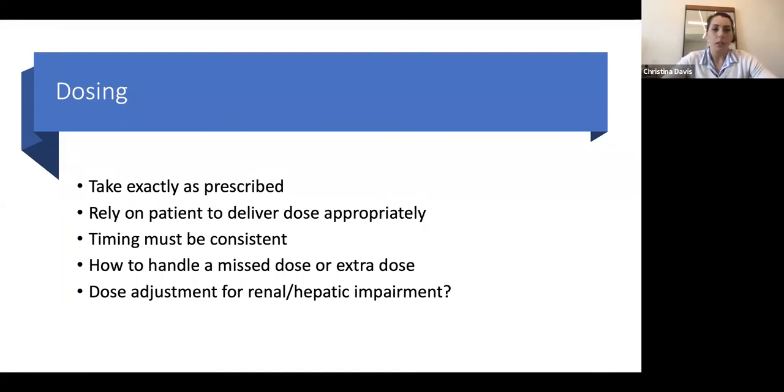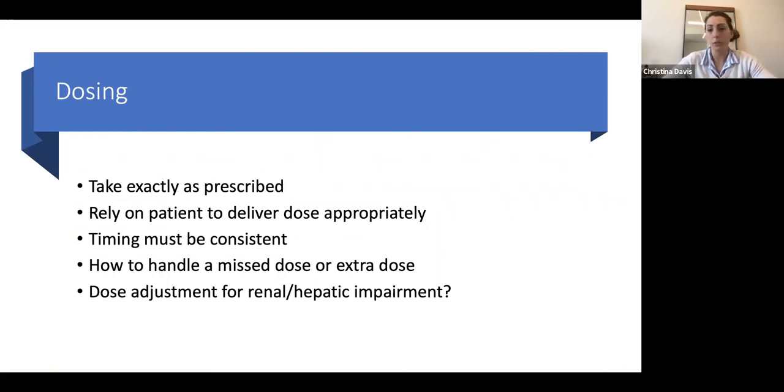So take exactly as prescribed and really emphasize to them that you're relying on them to take their dose appropriately. It's not like they're coming in to receive their treatment. It's really up to them. So you're putting that responsibility on the patient. Their timing must be consistent, so they really should be taking it at the same time every day. If it's twice a day, I always say as close to 12 hours apart as you can, and just being consistent with that.